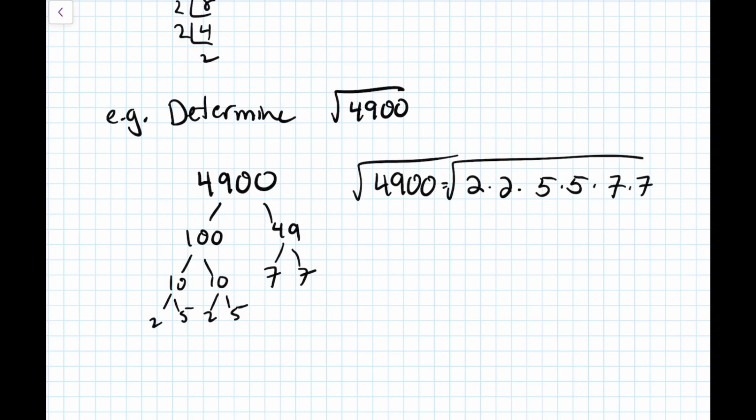So then we're going to make pairs of everything, right? Pair of 2's, pair of 5's, pair of 7's. And then every one of those pairs is going to contribute one thing on the outside. So we end up with 1 2, 1 5, and 1 7, which is just 70.